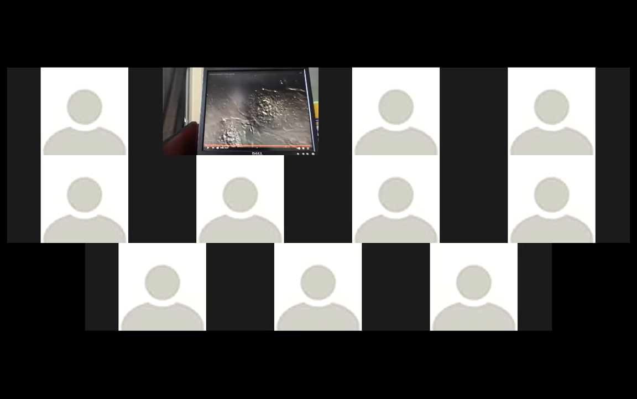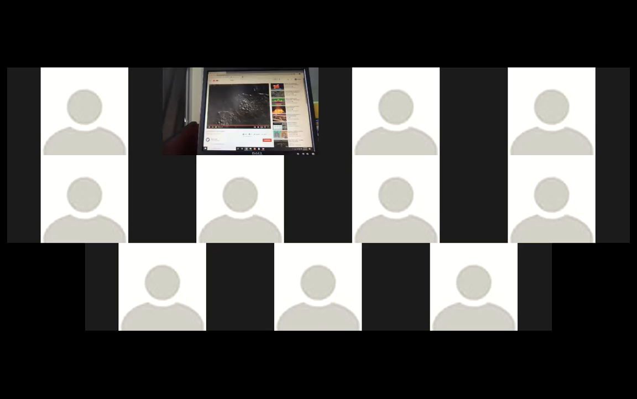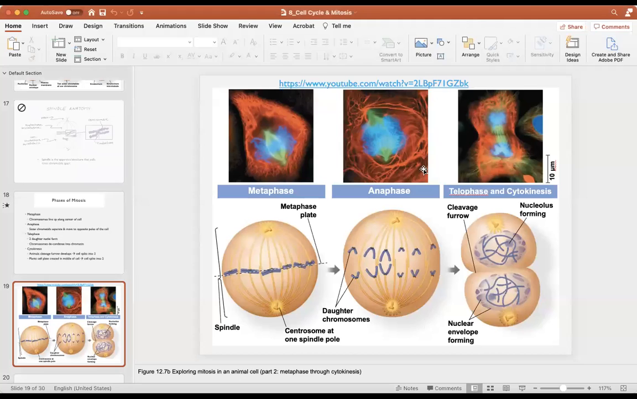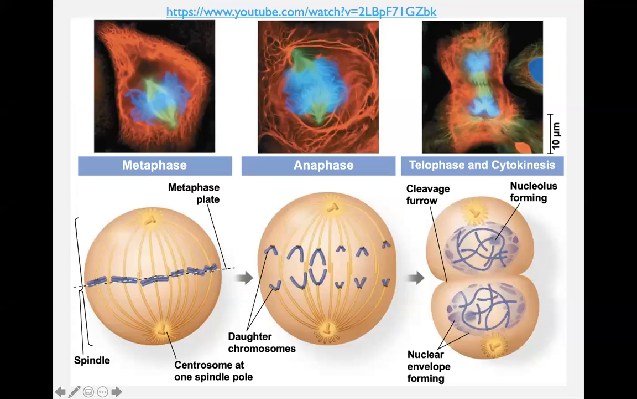It's time lapsed. I don't know how long, I can't remember how long that takes. But that's what's happening in your cells like all the time. It's pretty crazy. Okay. That was mitosis. I think I might almost finish this today. Any questions so far?